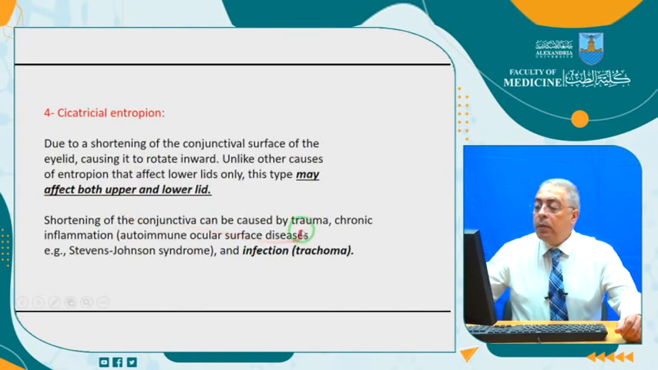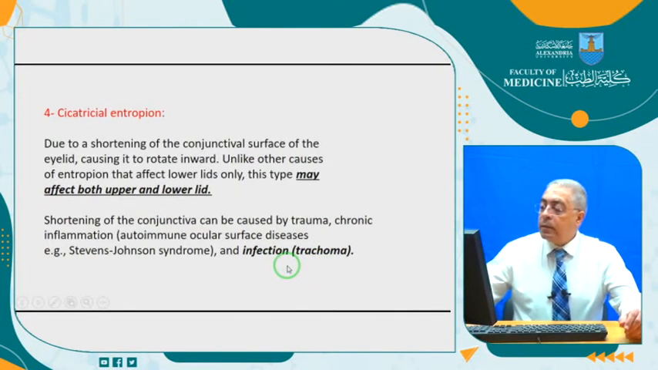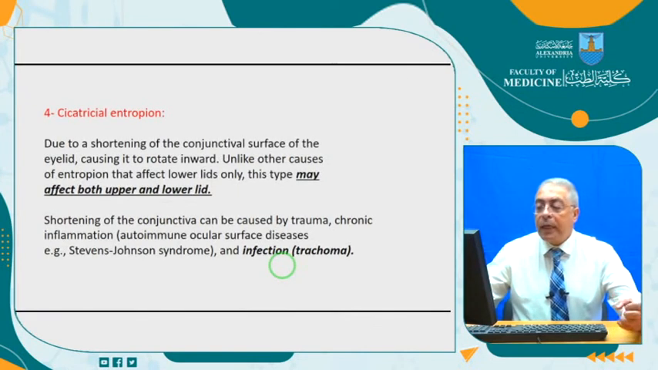Why? Maybe trauma, chronic inflammation, chemical burn, and chronic infections. Trachoma is caused by chlamydia trachomatis. It's a chronic recurrent infection starting since childhood. It waxes and wanes in activity and results in fibrosis and so on. With age, the conjunctiva starts to shrink and the lid margin starts to be rolled in.